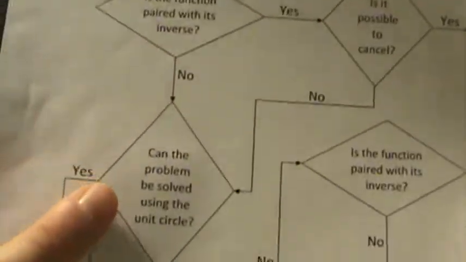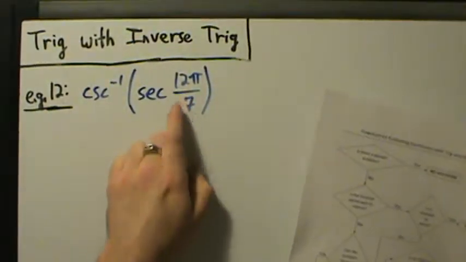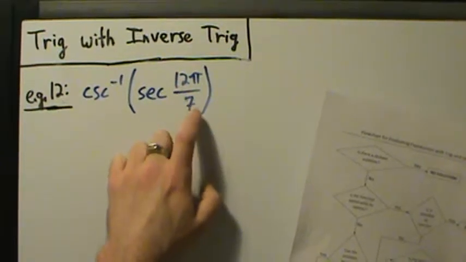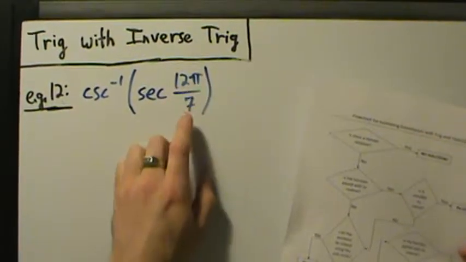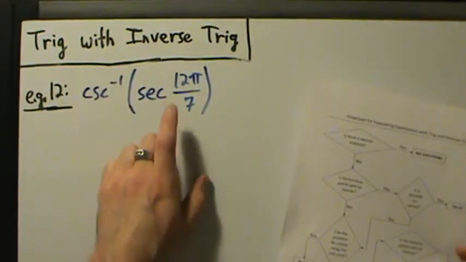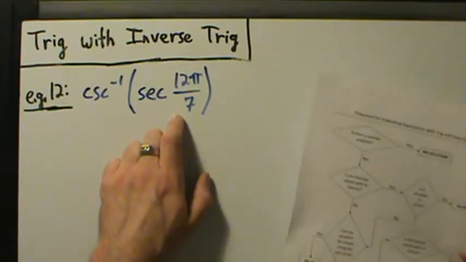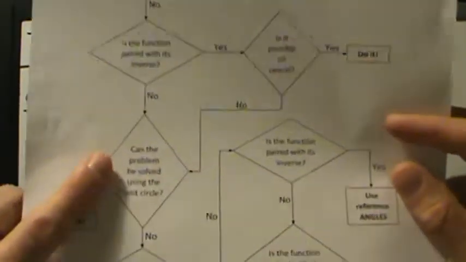No. Can the problem be solved using the unit circle? In other words, is this a nice number on the unit circle? No, it's not. It looks like it might be because it's a number times pi over another number. But stuff over 7, that's really goofy. That's not a nice angle on the unit circle. So no.